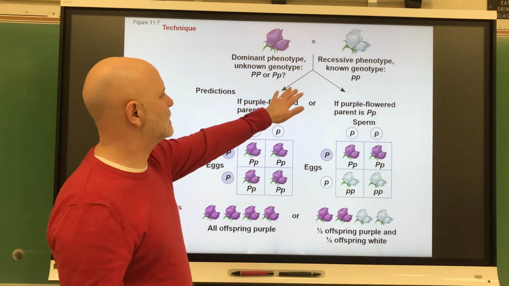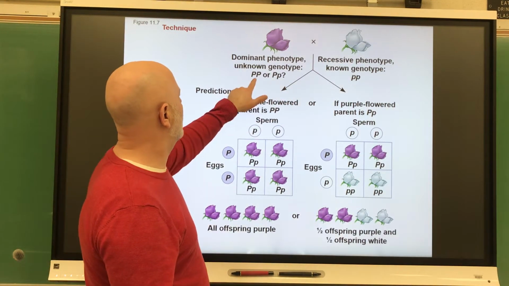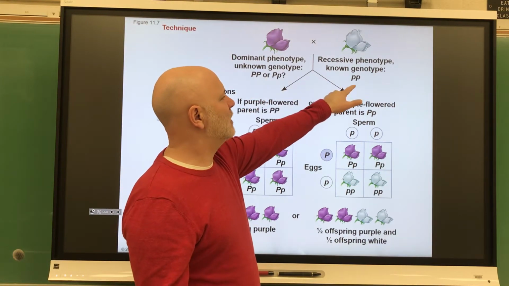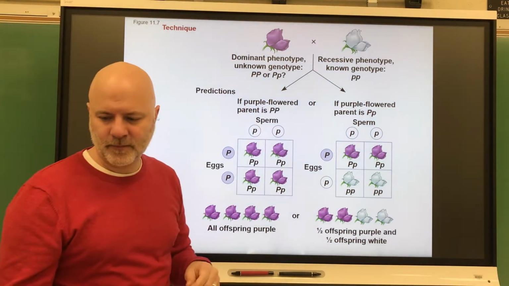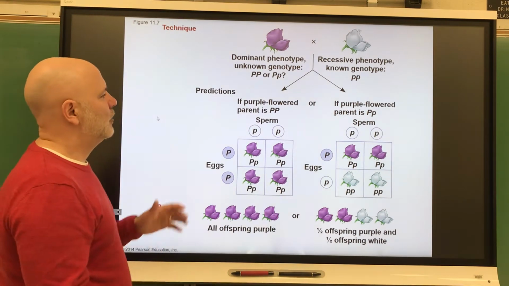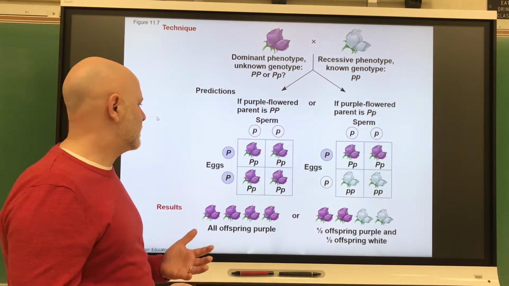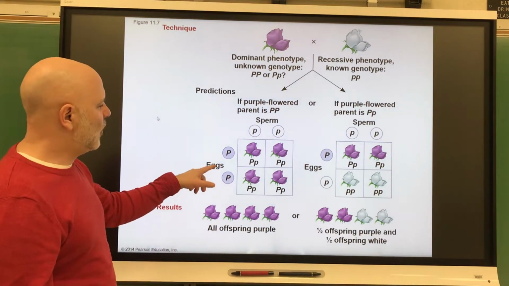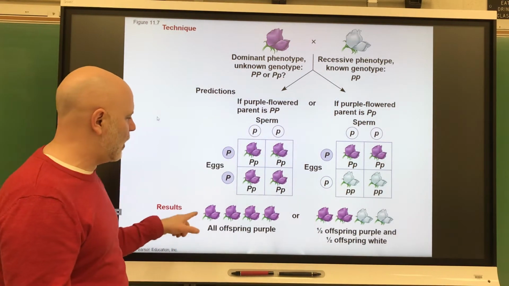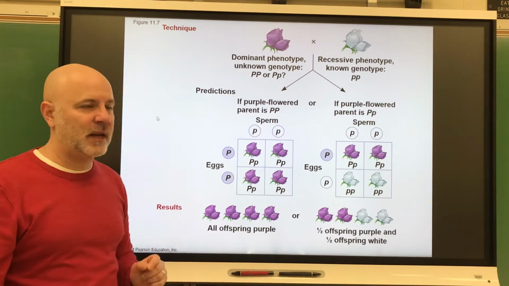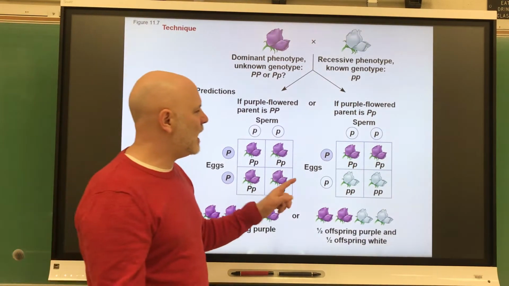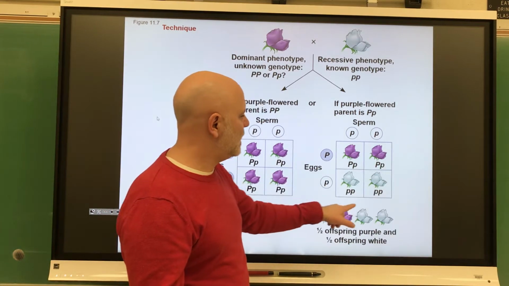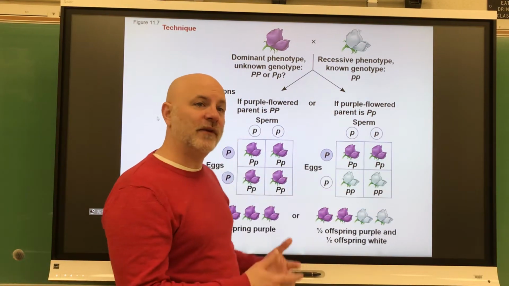All right? So what you do is you cross that individual with that dominant phenotype with an individual that is homozygous recessive. So here we don't know if they're big P, big P or big P, little p, and we're going to cross that with an individual that is little p. Okay? So, two possible outcomes here, right? If they are homozygous dominant, what we should see is all the offspring show that dominant trait. If they are heterozygous, what we should see here is a 1-to-1 ratio or 50-50.